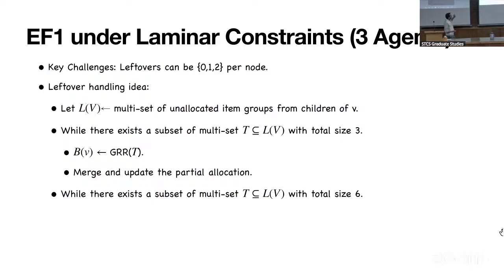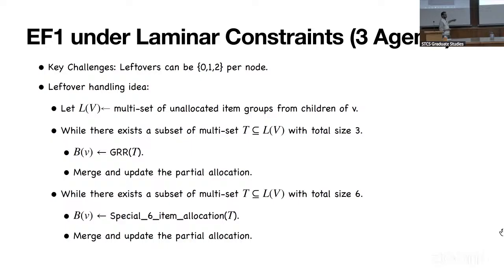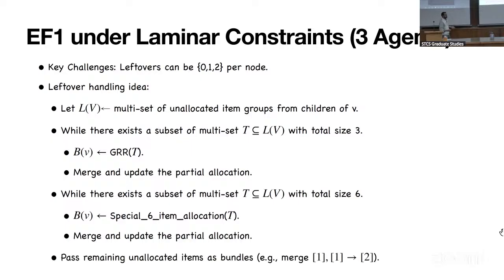But it may be possible, because there are 0, 1, 2 items, that there is no subset of size 3, but the set size is 6. If there are 6 items in the set, we cannot run greedy round robin because it may allocate two items from the same group to the same agent. So we have a special 6 item allocation that will run in this case. Then similarly, we merge the allocation and update. And the leftover items are passed as a bundle. That is, if 2 items are left, we bundle them and pass them to the parent.